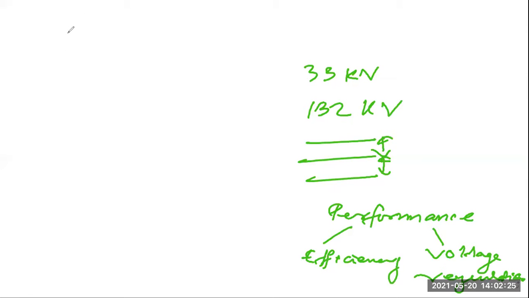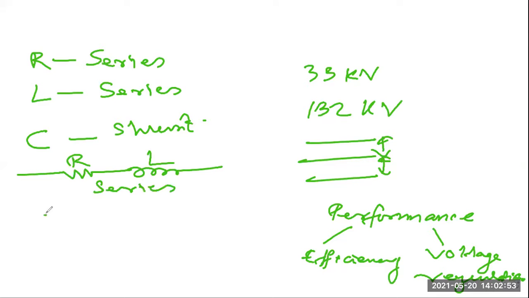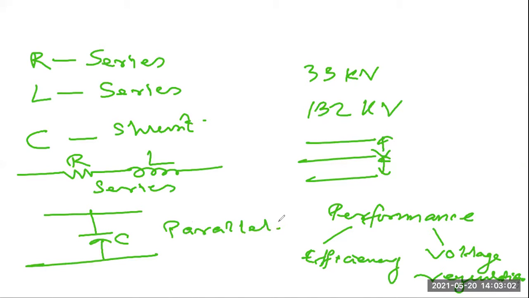So you have to keep in mind these two things. There are three parameters: resistance, inductance, and capacitance. Resistance is a series parameter. Inductance also is a series parameter, and the capacitance is a shunt parameter. That means resistance and inductance will be connected in series, whereas the capacitance will be connected in parallel. Point is clear? Sir, how can we say that capacitance is in parallel?